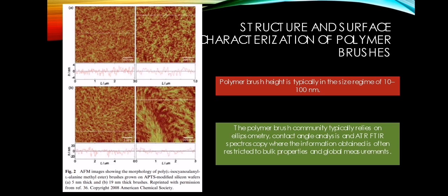or FTIR, where the information obtained is often restricted to bulk properties and global measurements. These techniques are more available and easier to execute than other principal surface techniques like X-ray photoelectron spectroscopy and scattering experiments.